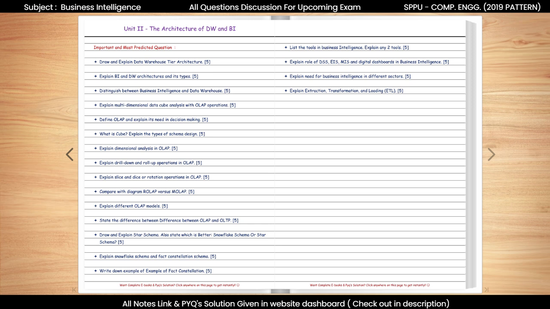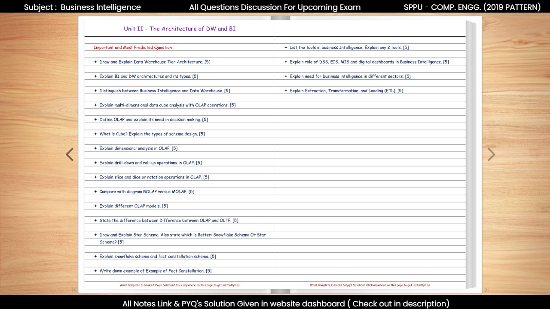Now, let us move on to our next important topic, need for business intelligence. From this topic, we can expect questions such as, explain need for business intelligence in different sectors. Business intelligence is needed in sectors like healthcare, finance, education, and retail to improve efficiency, reduce risk, and support strategic planning.